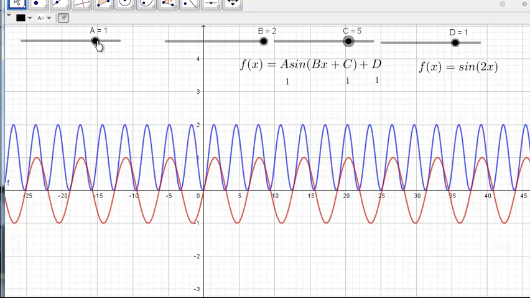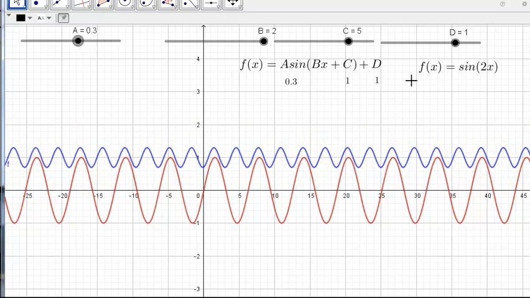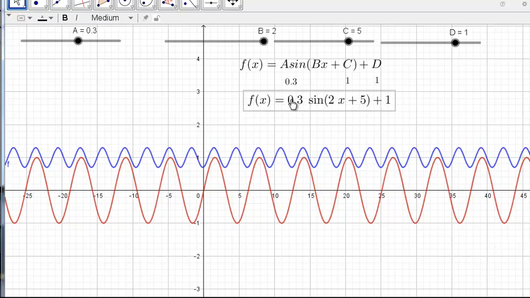And of course I can change the amplitude. I can, let's say, make the amplitude smaller. So the function now is going to be 0.3 sin(2(x + 2.5)) + 1. So let's write the function out here. And so there is the function now. A vertical compression to 0.3 of its initial value, a vertical shift upward of 1, a shift to the left of 2.5, and the period is reduced to 1/2 its initial value.